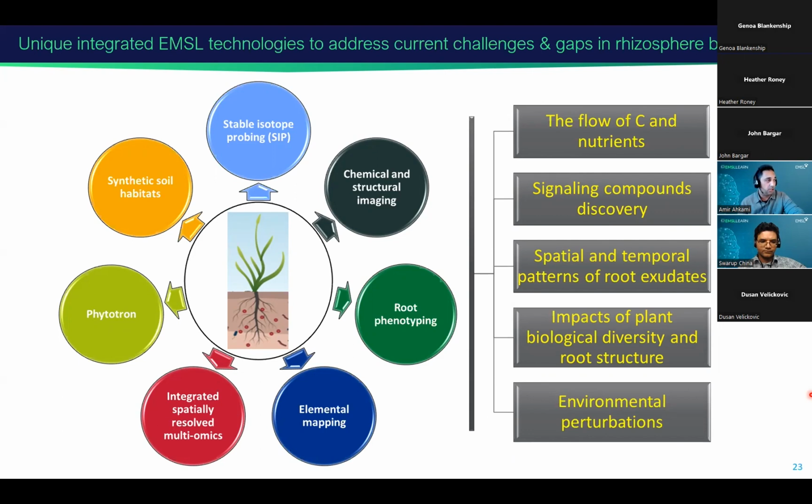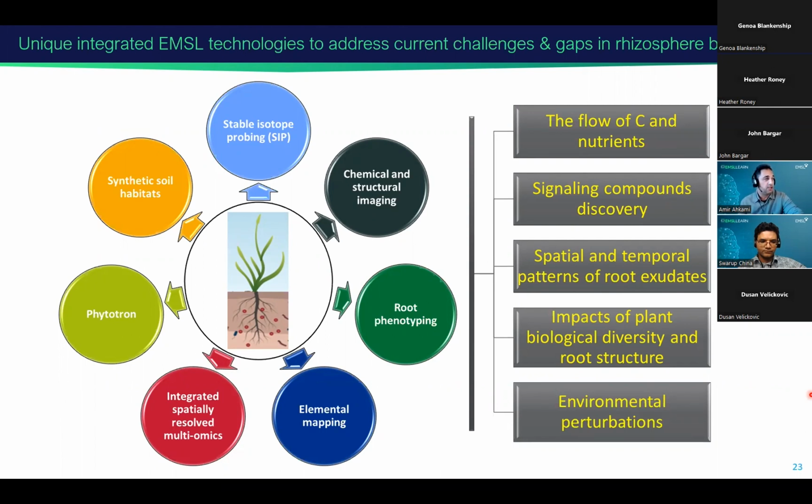For example, as you see in this picture, we have access to stable isotope probing, different types of imaging, and root phenotyping. We have different types of omics capabilities, and in some cases, we can do spatially resolved omics. We have a phytotron where we can grow plants under controlled conditions, and some of the chambers are equipped with carbon labeling chambers that enable us to do stable isotope probing. And of course, we also have some specific devices built in-house, like synthetic soil habitats, which I'll talk a bit about.